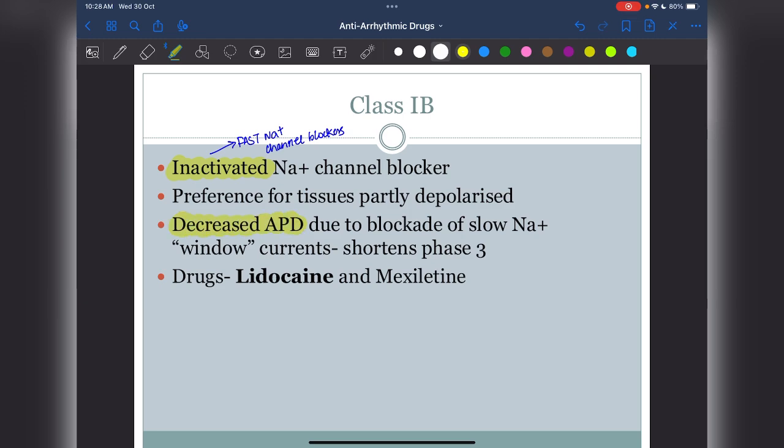Now there is a decrease in action potential duration because of 1B drugs. This is very important. Why is there a decrease in action potential duration due to 1B drugs? So let's make a diagram here.